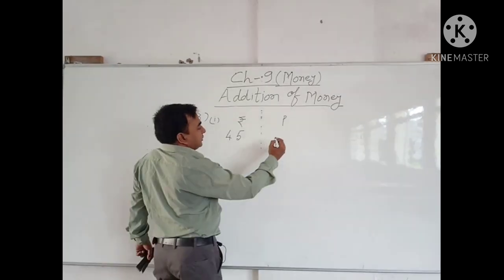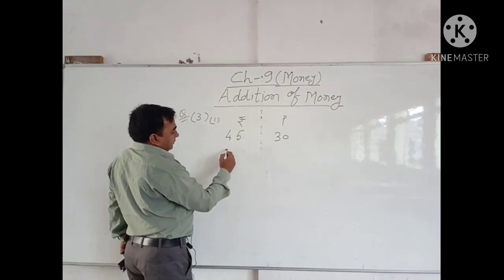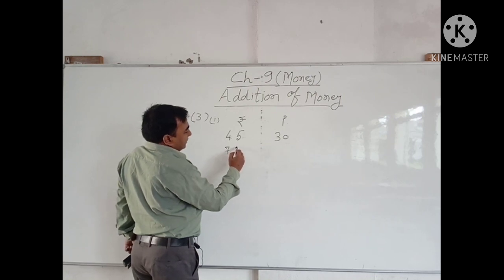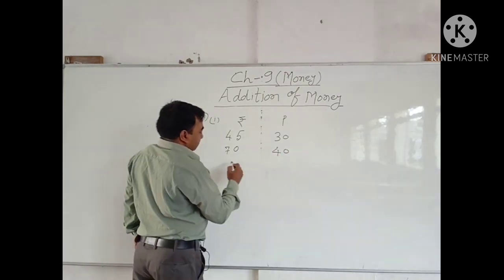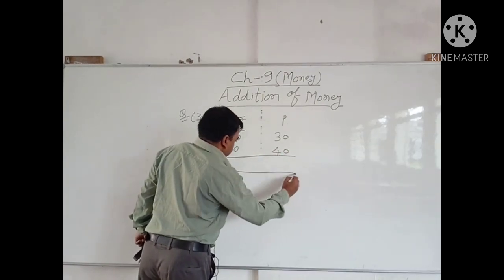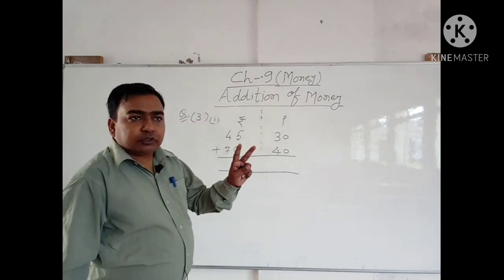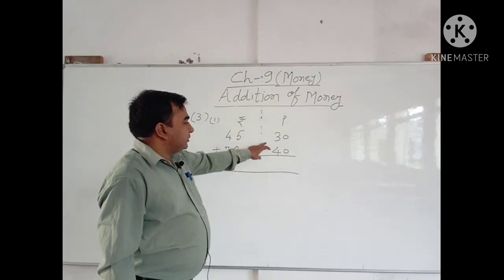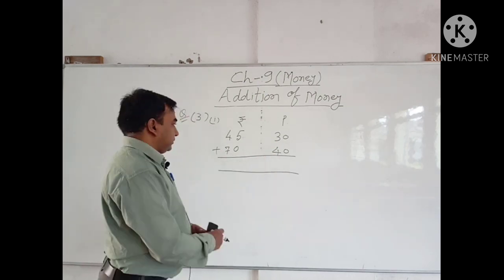45 rupees 30 paise and 70 rupees 40 paise. You can see that this is not two different questions. This is a single question. 45 rupees 30 paise, 70 rupees 40 paise.